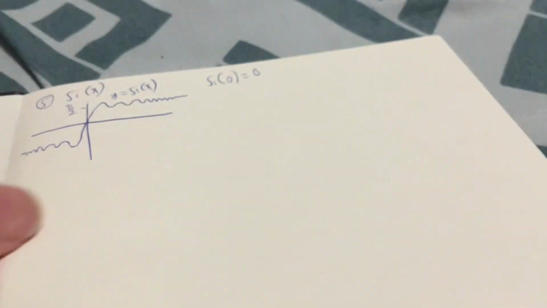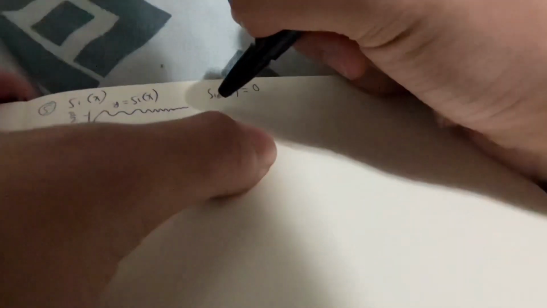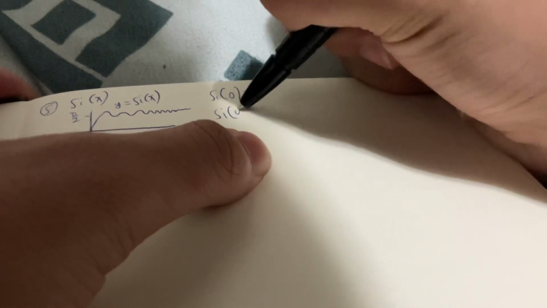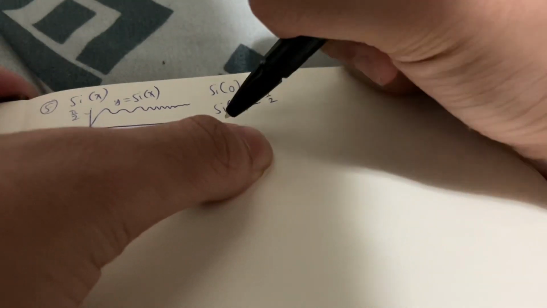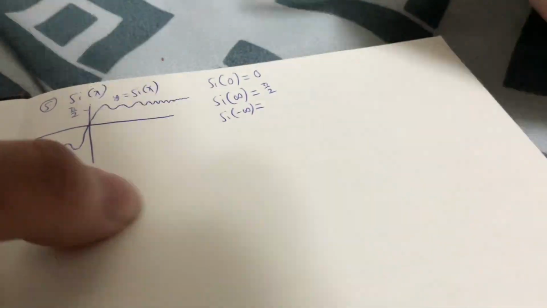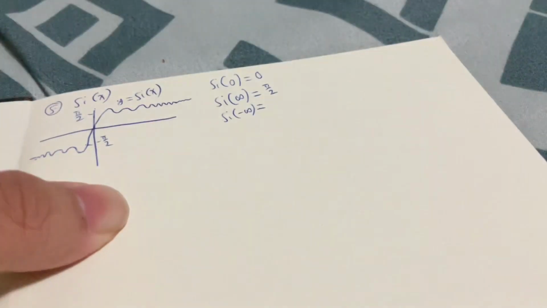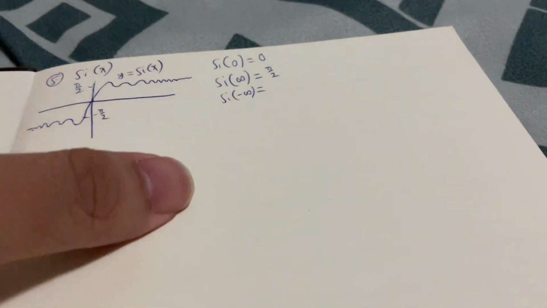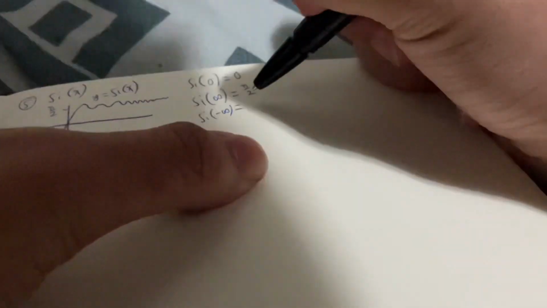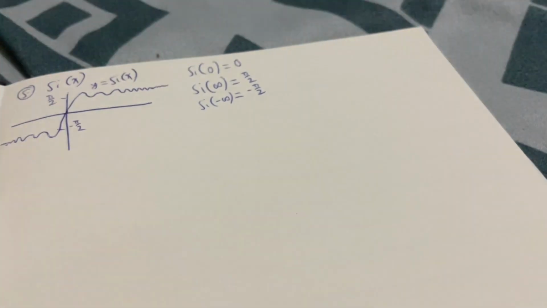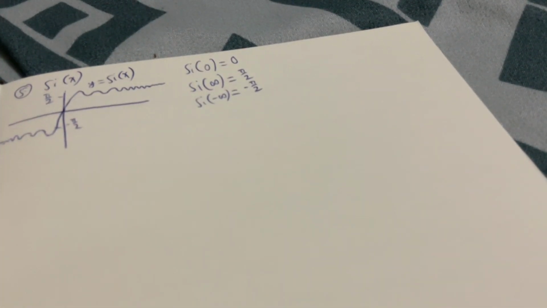SI of 0 is exactly 0. And then SI of infinity is equal to pi over 2. And SI of negative infinity, since it's an odd function, is approaching negative pi over 2 like this. And also we have a famous integral: from 0 to infinity, sin x over x dx, and this is equal to pi over 2. A really famous one.